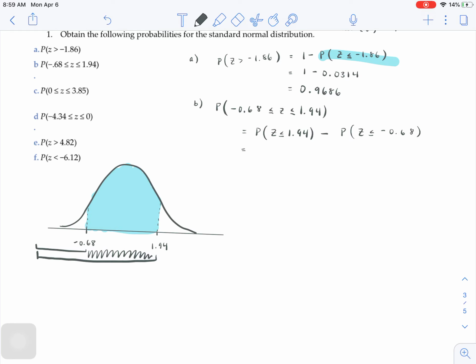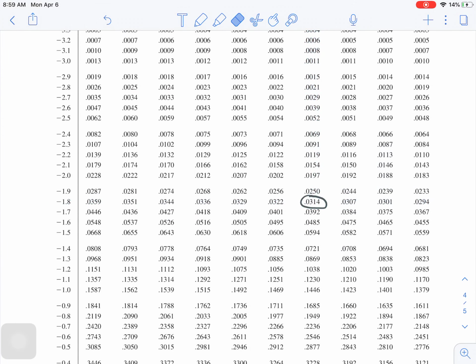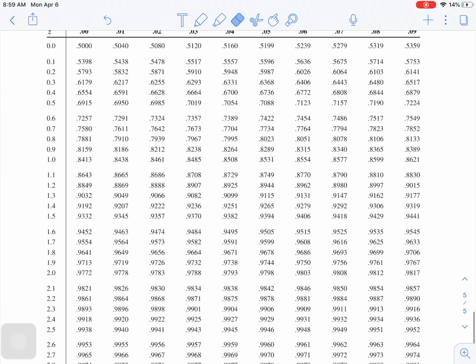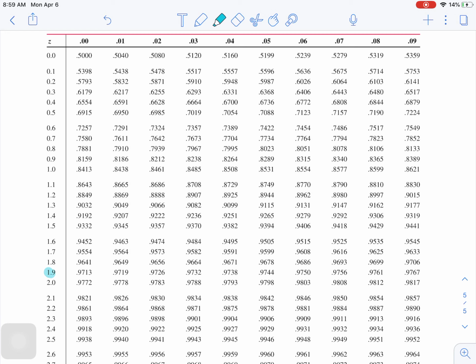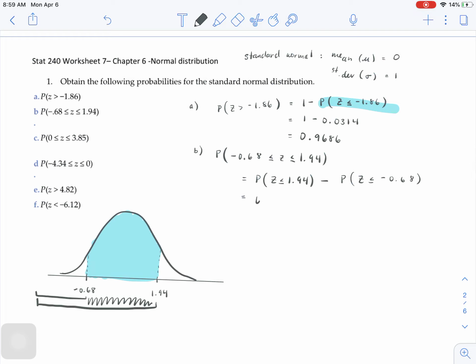I can find these two values in my table. So let's first find the probability that Z is less than or equal to 1.94. So I'll go down to my table. I want to make sure I'm dealing with the positive numbers. 1.9, so I'll look for 1.9, which is this row right here. Then I want 1.94, so I'll go down here. So the area to the left of 1.94 is 0.9738. I'll write that down.